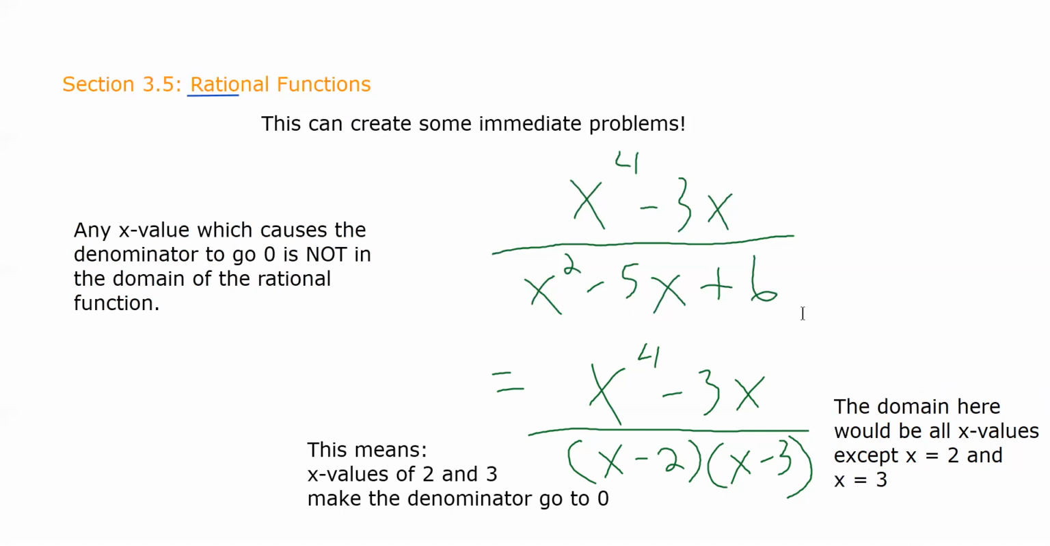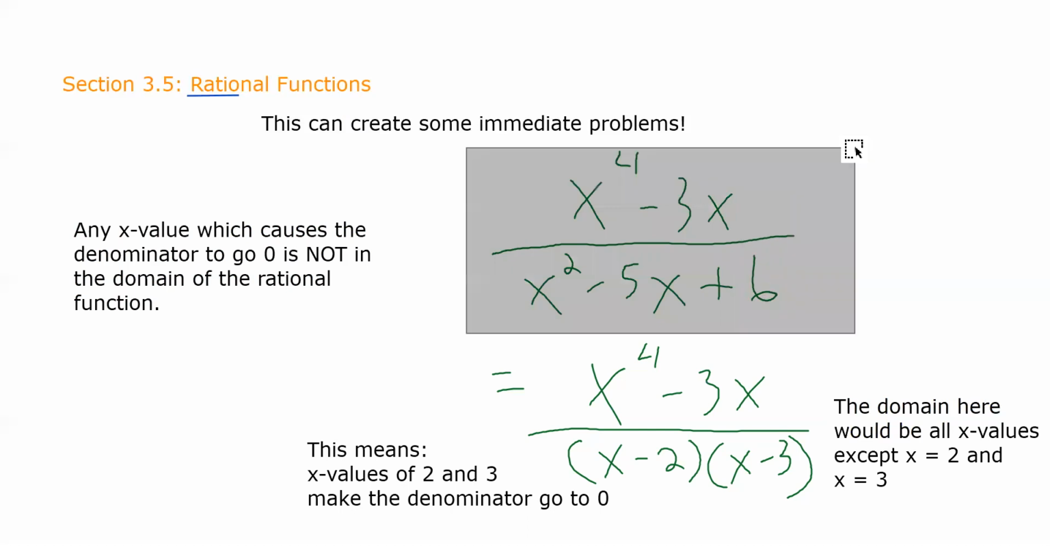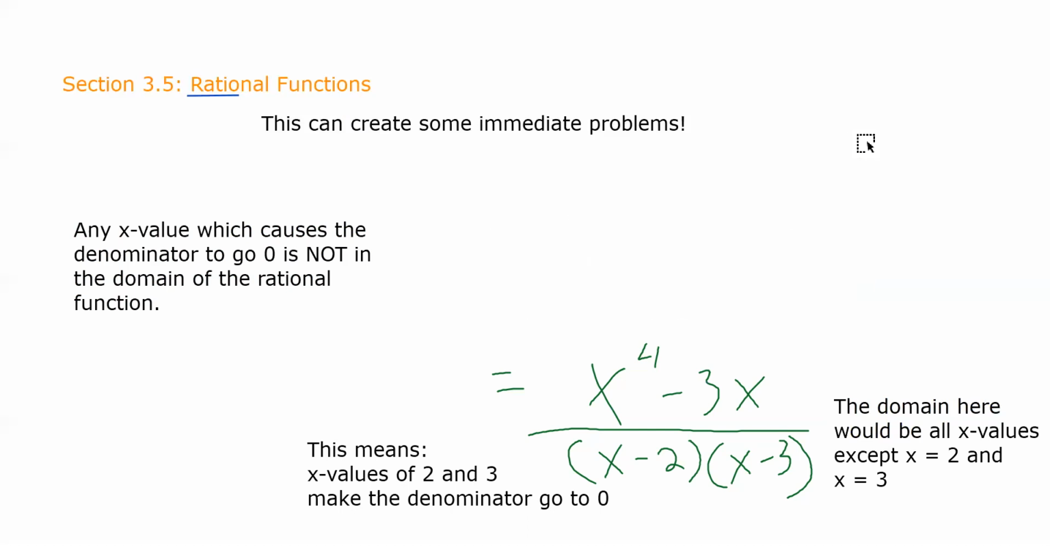So for this function here, that's going to be the domain. If you wanted to write this in interval notation, you have to be a little tricky. You have to be a little bit cute about it. We need to go from negative infinity to positive infinity, but we need to exclude 2 and 3. So the way it would look, the domain would look like this.